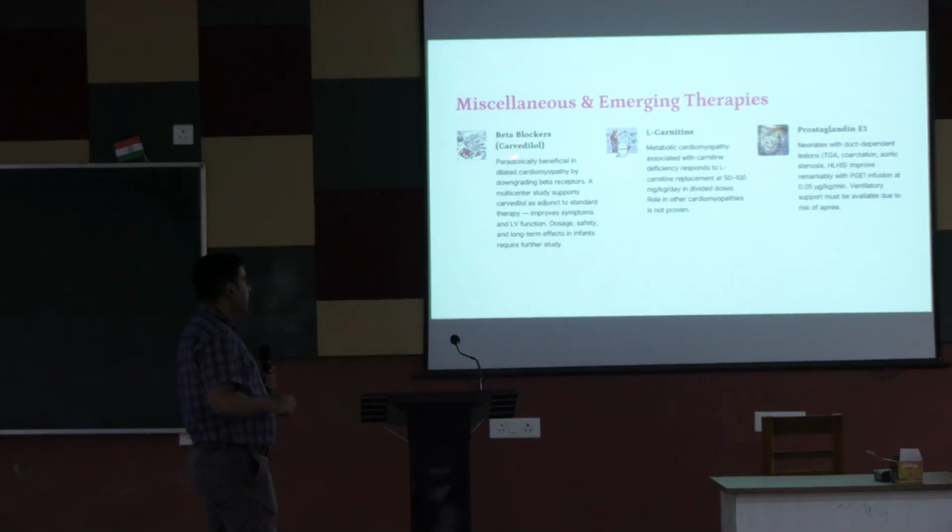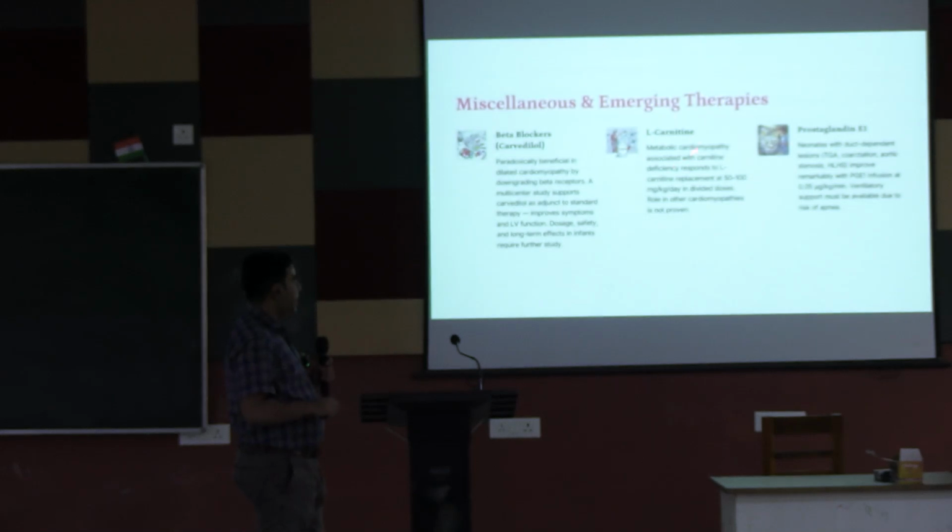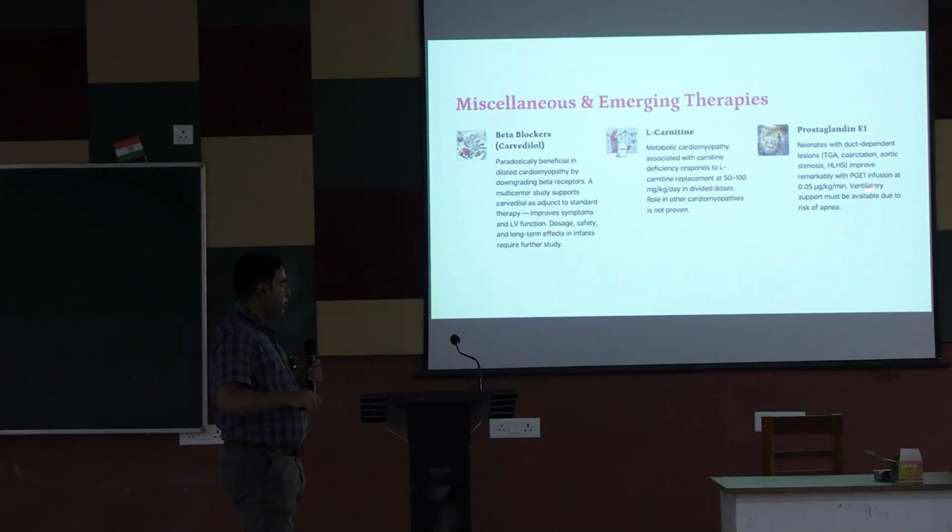These are the recent evolving therapies, like L-carnitine. It is frequently used in mitochondrial cardiomyopathy-induced congestive heart failure. Prostaglandin E1 in neonates with a ductal dependent lesion like TGA, coarctation of aorta, aortic stenosis. In all these we use PGE1 infusion at 0.5 microgram per kg per minute to keep the duct open. It is also used in cases of persistent pulmonary hypertension as well. Beta blockers like carvedilol are less commonly used, but are recent evolving drugs.